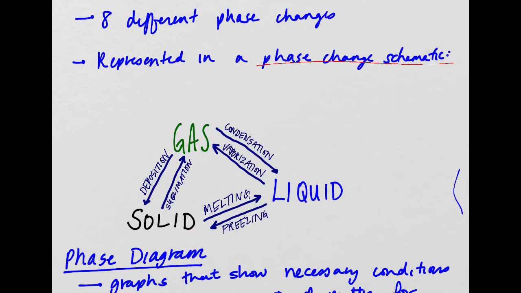So we have solid going to a liquid, which is melting, liquid to a solid, which is freezing. Then we have liquid and gas. The phase changes here are vaporization, when we're going from liquid to gas, and condensation, when we're going from gas to a liquid. Then we have the weird ones between solids and gas. When we're going from a solid to a gas, what has to happen here? We totally skip the liquid phase. We just go straight from the solid to the gas phase.